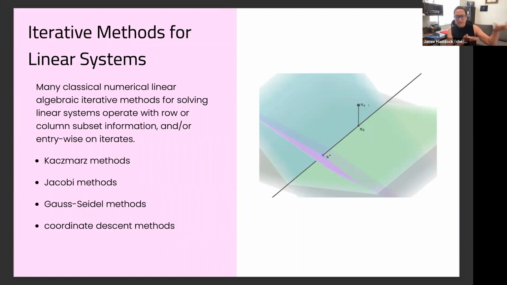Okay, so Kaczmarz methods are sort of row-centric. Jacobi, Gauss-Seidel, and coordinate descent are sort of column-centric. We're going to focus in on the Kaczmarz methods today, although the bridge that I'm talking about, I think, naturally applies to all of these methods.